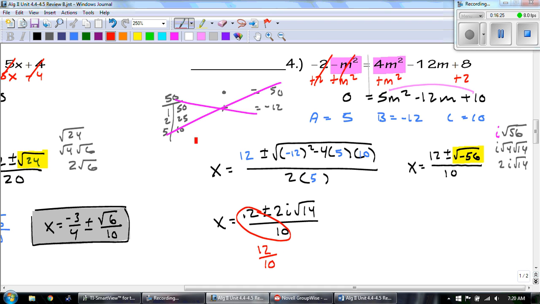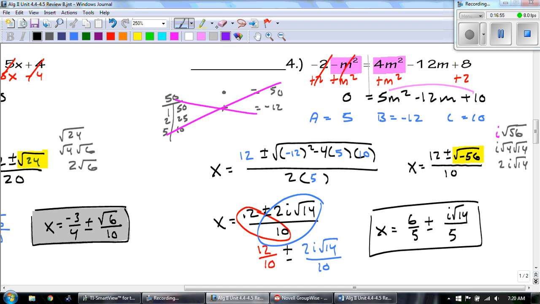12 over 10 plus or minus 2i root 14 divided by 10. So we get our final answer: 12 over 10 is 6 over 5, and 2 divided by 10 gives us a 5 on the bottom, and then we have i root 14 as our final answer.